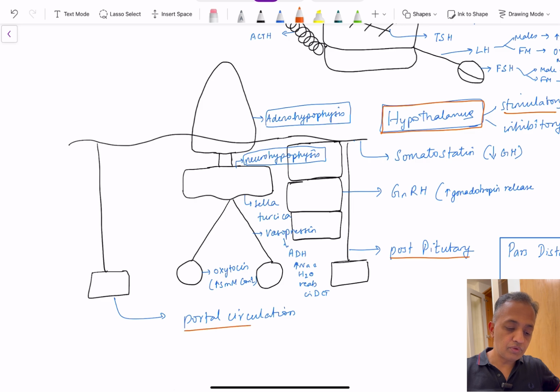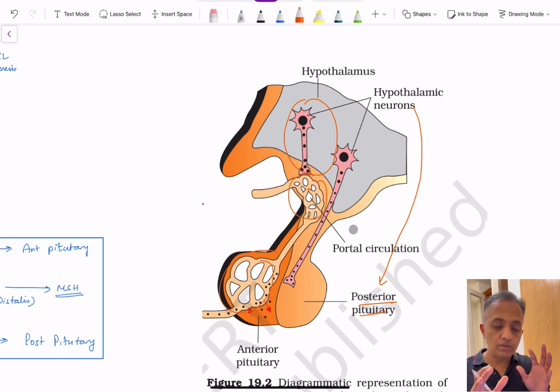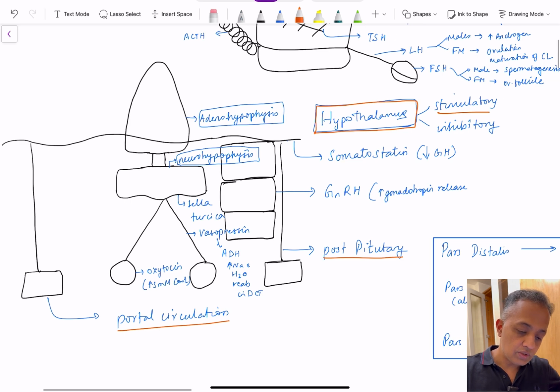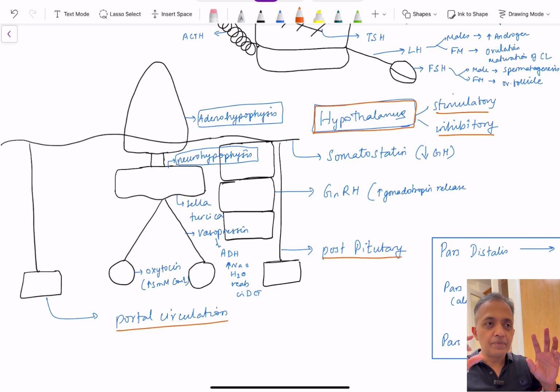And the other is portal circulation: the hypothalamus is connected to the anterior pituitary via the portal circulation. It's important to get these two specialized concepts in your mind when you're talking about the hypothalamus. As we saw already, the hypothalamus has two hormones, stimulatory and inhibitory. So the hypothalamus basically controls the pituitary gland. The pituitary gland is the master gland of the endocrine system because it orchestrates all the other endocrine organs. The hypothalamus is the master of the master, maybe the grandmaster of the endocrine system.